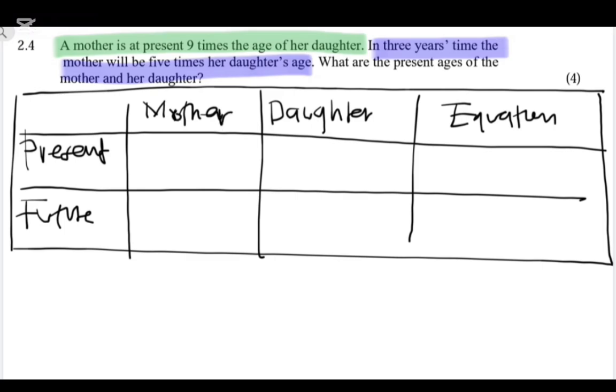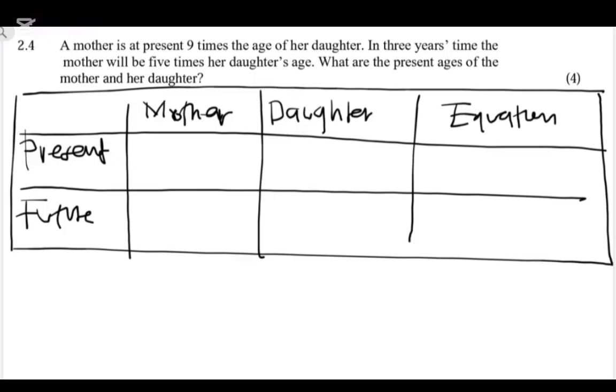So what I like to do is to first read what is happening here. They say a mother in the present moment is 9 times the age of a daughter. A lot of my students, when they are tackling this type of questions, they conclusively assume that the mother is 9 years old. No, that's not what they're saying here. They say a mother at the present is 9 times the age of a daughter.